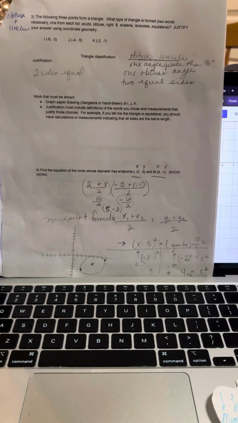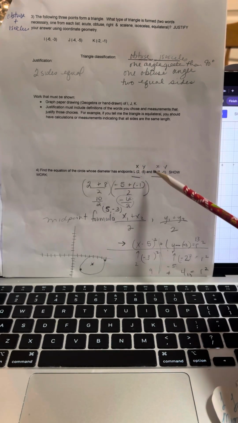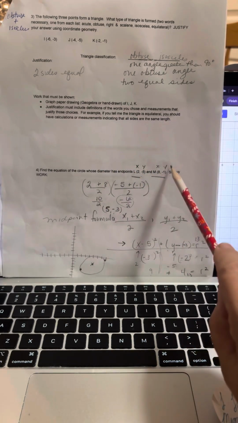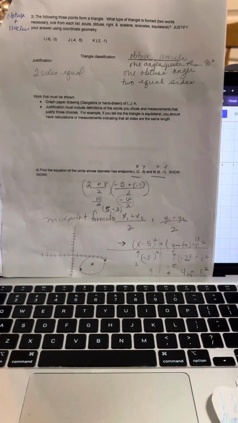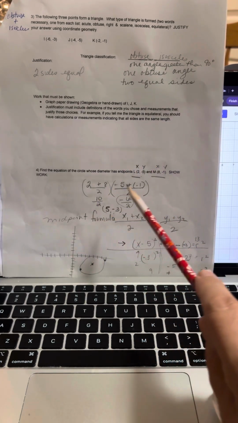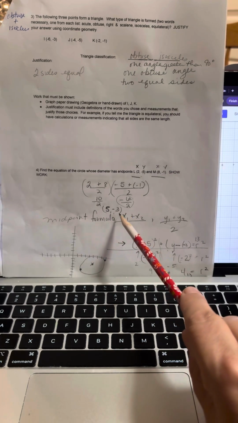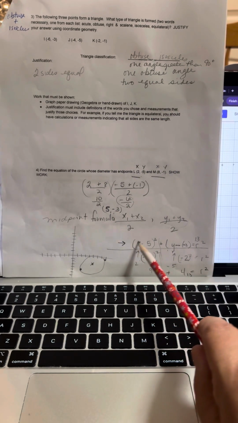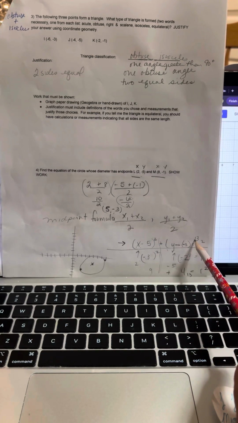For number 4, we're supposed to find the equation of the circle whose diameter has the endpoints 2, -5, and 8, -1, and show my work. So I took the 2 and the 5 and the 8 and the 1 and plugged them into the midpoint formula. And I came up with the midpoint, 5 and -3. And then I plugged them into the equation of the circle.